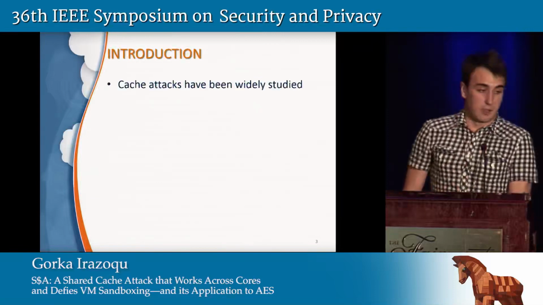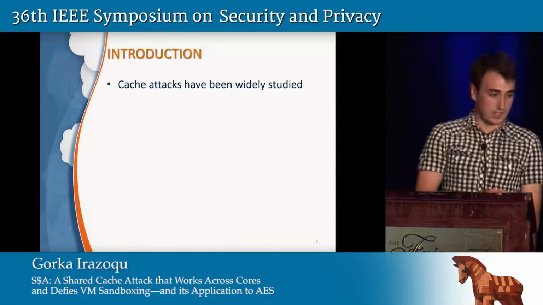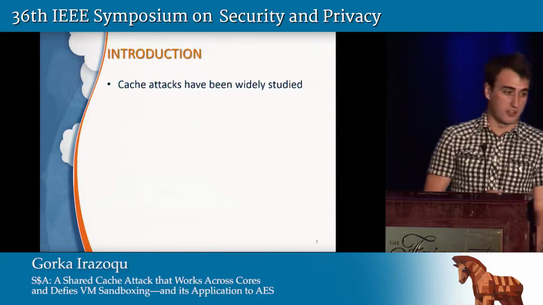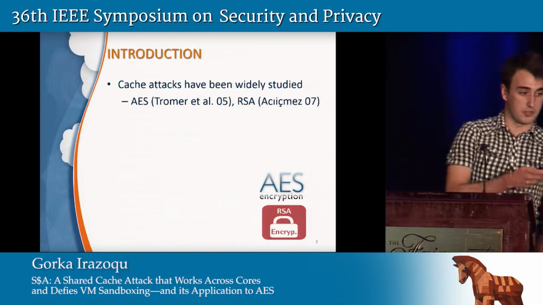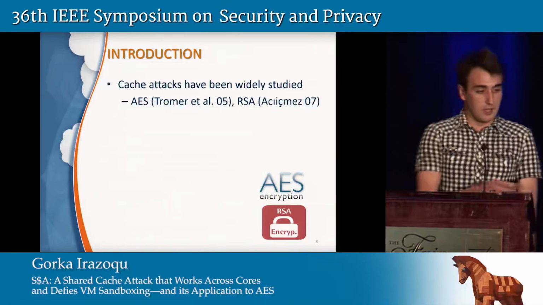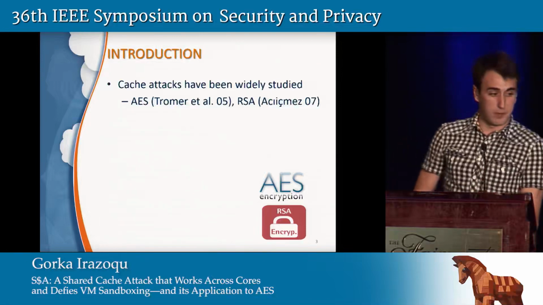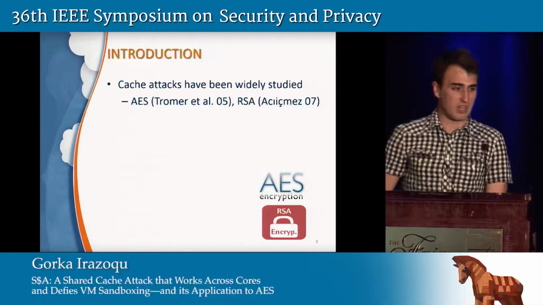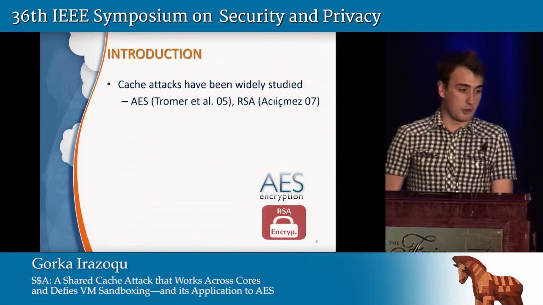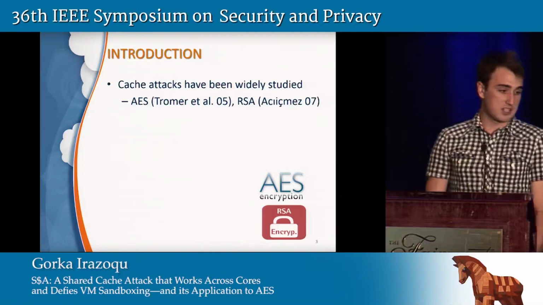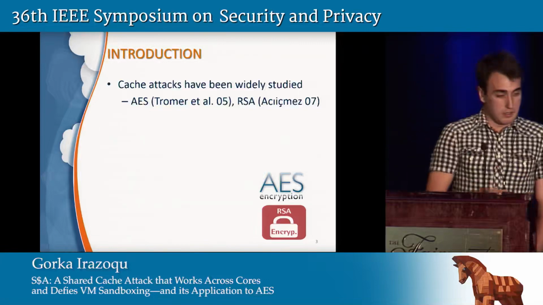So let me start with an introduction of the cache side channel attacks history. Basically, they have been studied over the last 12 years, more or less. The first implementations were done by Tromer et al., for example, and Aciicmez. Tromer et al. explored two spy processes, which are prime and probe and evict plus time, and they showed how to apply them to AES and recover AES keys. And then Aciicmez used the same prime and probe technique in the instruction cache to recover RSA keys.